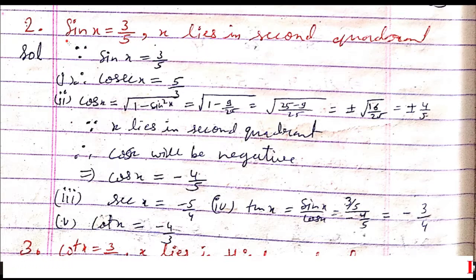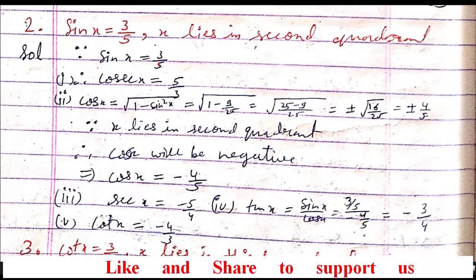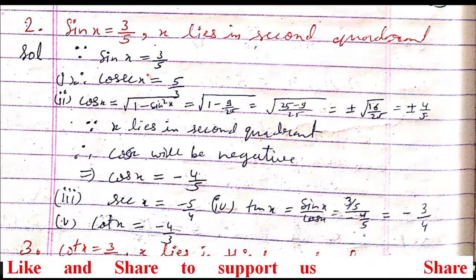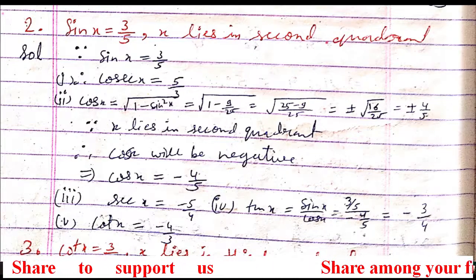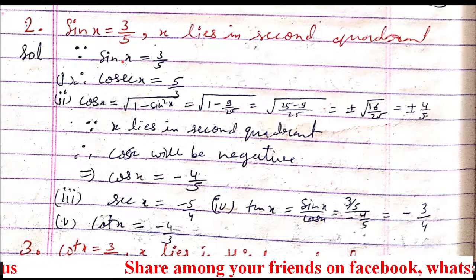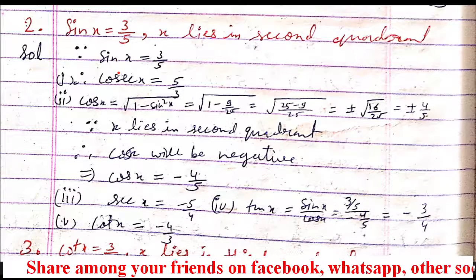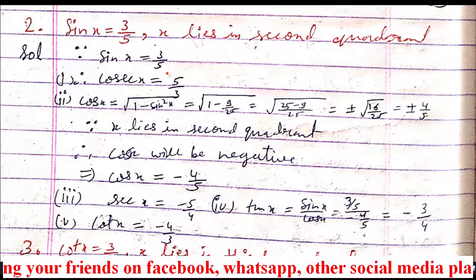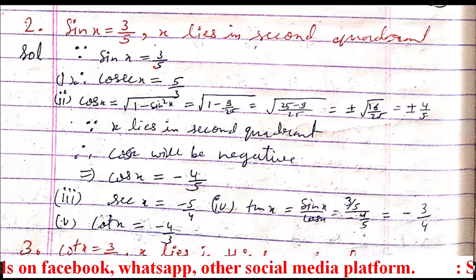Now we will start question number 2. In question number 2, sin x is available to us and we have to find the remaining 5 trigonometric ratios when x lies in the second quadrant. So sin x is available, so soon after sin, since cosec is the reciprocal of sin, cosec is 5 upon 3.